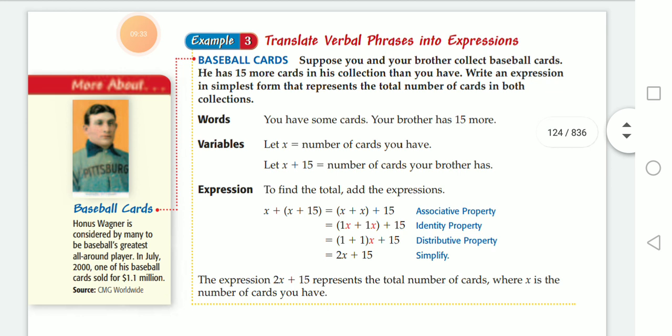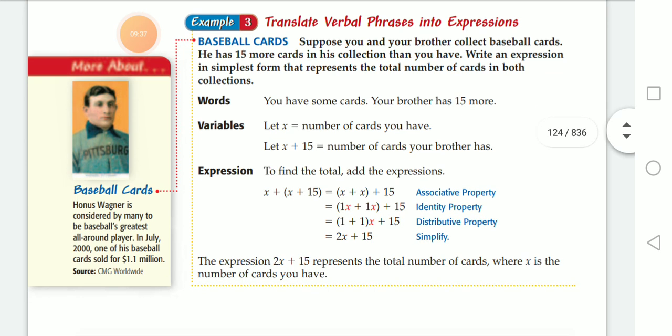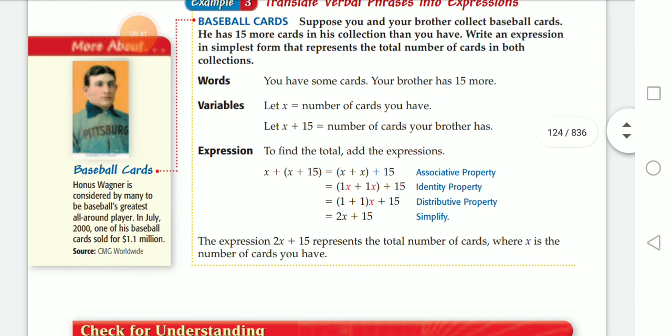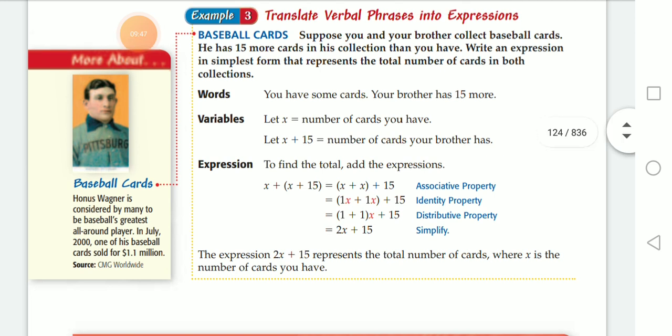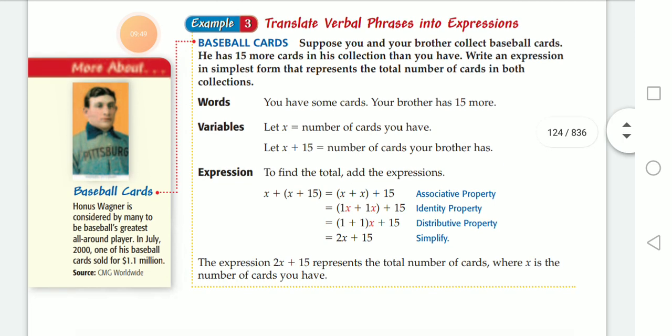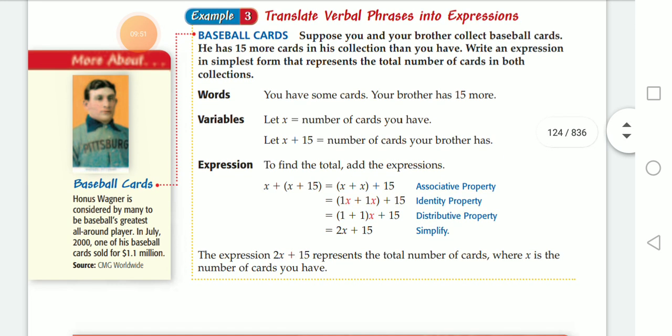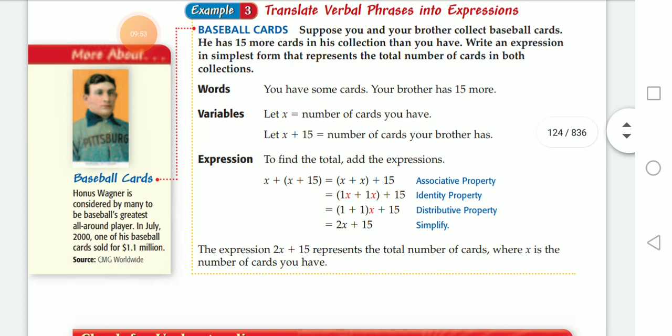Okay, example 3, translate verbal phrases into expressions. Baseball cards. Suppose you and your brother collect baseball cards. He has 15 more cards in his collection than you have. Okay, he has 15 more. So write an expression in its simplest form that represents the total number of cards in both collections.